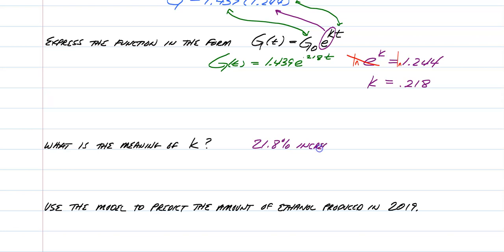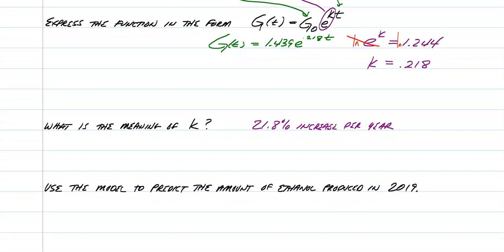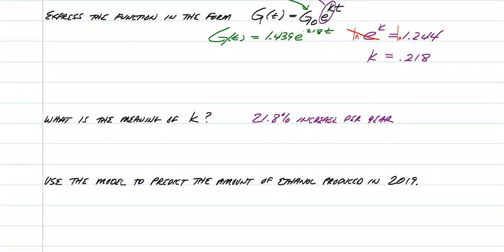increase per year. And that's how much more ethanol is being produced every year. So if we were to use this model to predict the amount of ethanol produced in 2019, all you have to do is substitute in 19, because 19 is the years since 2000, into your equation, and that's it.